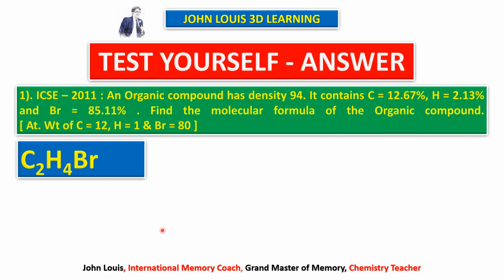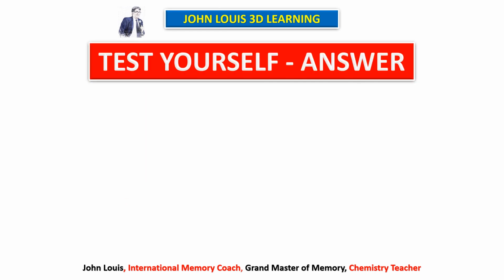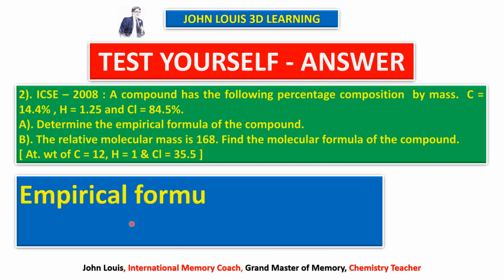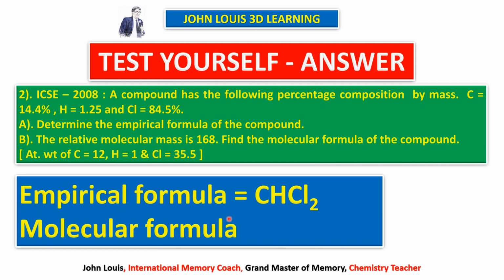The answer for the first question is C2H4Br2. If you got it correct, very good, keep it up. If it is wrong, please work out again until you get the correct answer, because you can be sure of one question here. Very easy to score marks. The next problem is the second sum, and its empirical formula is CHCl2 and molecular formula is C2H2Cl4. If you got it correct, very good, keep it up. If not, work it out again.